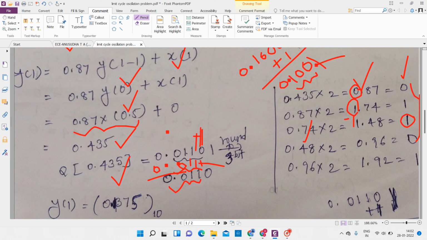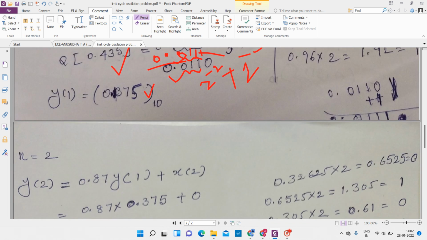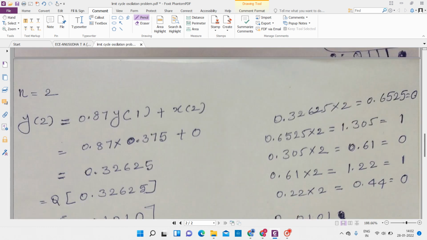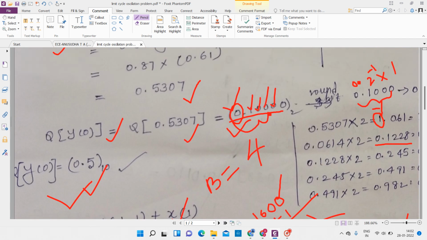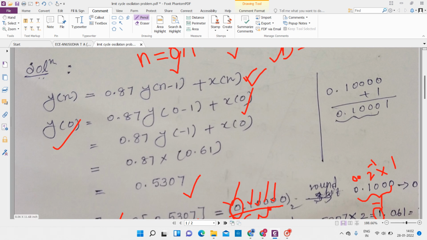2 to the power of minus 2 plus 2 to the power of minus 2 plus 2 to the power of minus 3. If you calculate this, you will get 0.375. Similarly, you have to find y of 2. For n equal to 2, just substitute the value of n as 2 in the given equation. You will get y of 2 is equal to 0.87 times y of 1, plus x of 2.